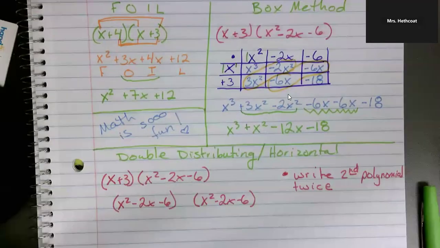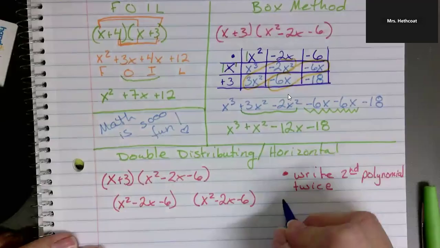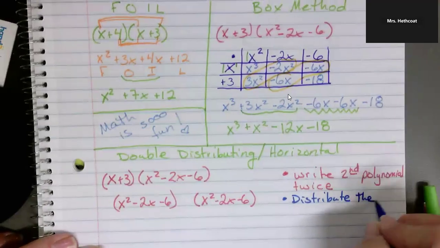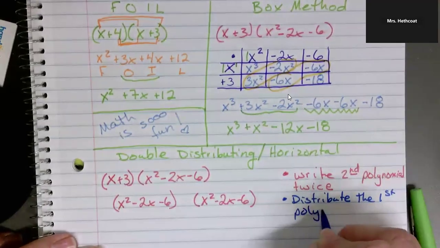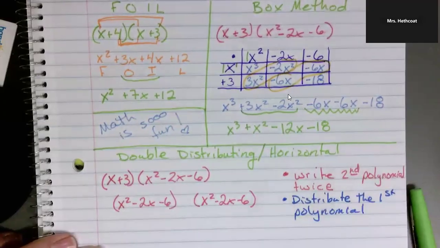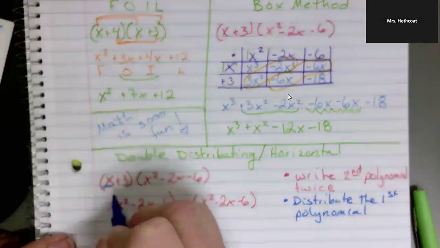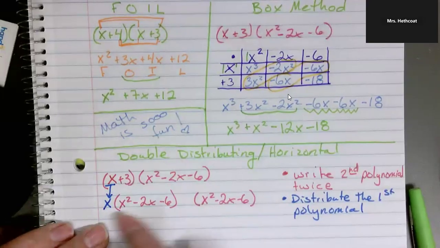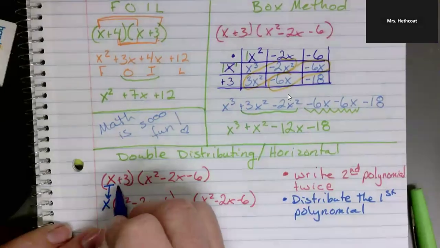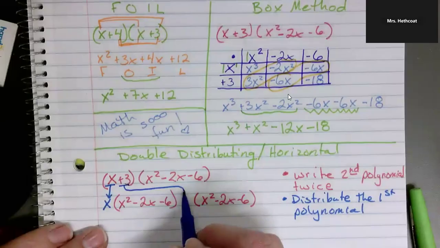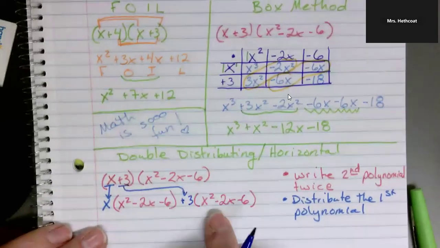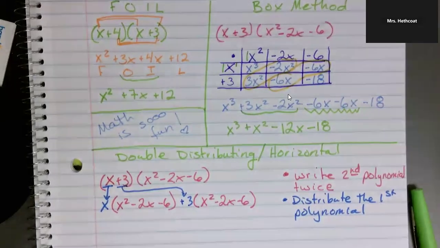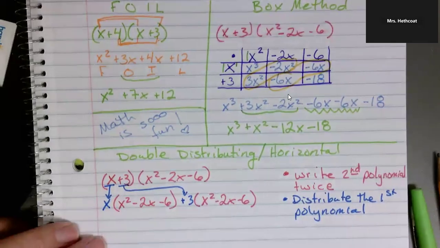Then our second step is we're going to distribute the first polynomial. So this is my first polynomial. I'm going to distribute the x just outside the second polynomial so I can multiply it by everything inside. And then I'm going to move the plus 3 and distribute it here so that I can multiply that 3 times everything inside the second polynomial. And then from here, you guys are really good at this part.